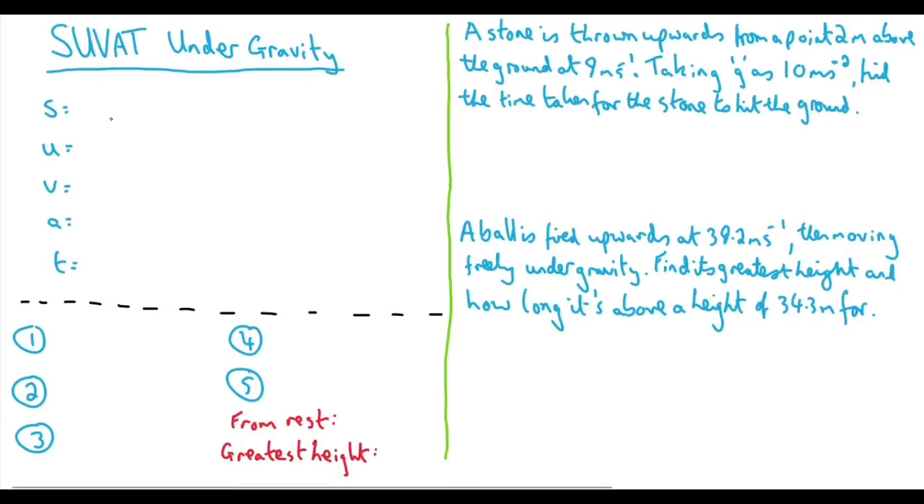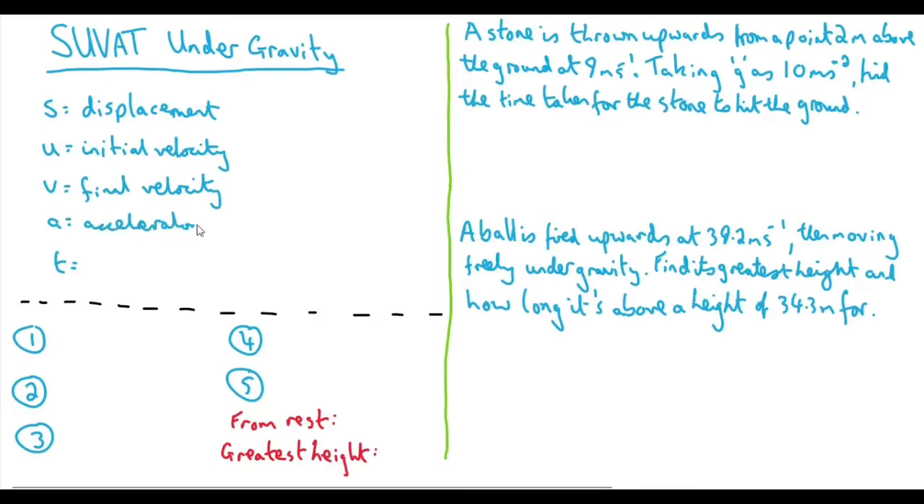So the acronym SUVAT comes from the 5 characteristics we can describe something as having if it's moving at a constant acceleration. S stands for displacement, which is like a distance travelled in a given direction, so the specific distance between the start and the end, regardless of what path you took. U is the initial velocity, so how fast you are moving at the beginning and in what direction. V is the final velocity, how fast you are moving at the end, and in what direction. A is traditionally acceleration, although because we are working under gravity, we are specifically going to be using gravity for our A value in every case. And then finally, T is time.